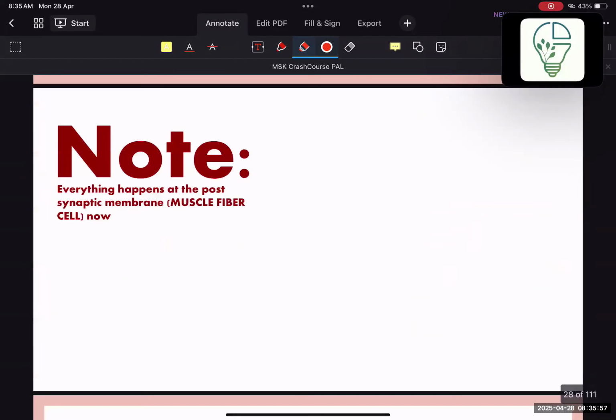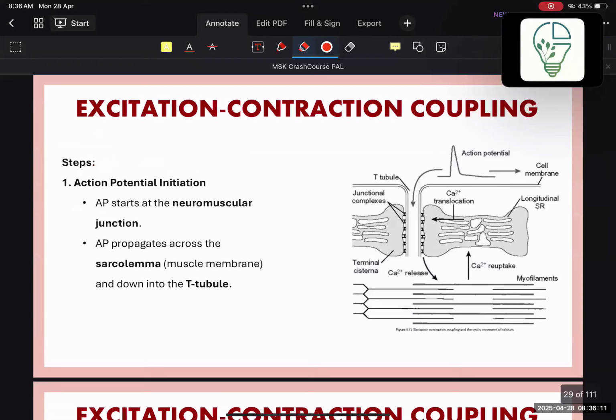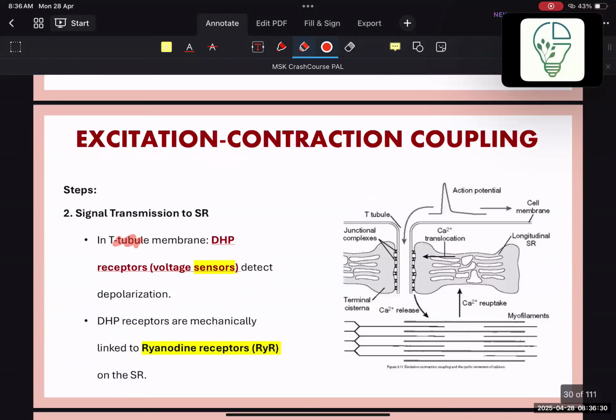And please note that everything I'm explaining from here on out is going to happen at the level of the postsynaptic membrane, so our muscle fiber. We're done with talking about our neurons, okay? So, at the level of the neuromuscular junction, last time we left off was that we finally triggered an action potential in our muscle fiber. This action potential is going to go across the sarcolemma, and then it's going to go down our T-tubule, okay? Once it goes down our T-tubule, it's actually going to reach a structure called a DHP receptor.